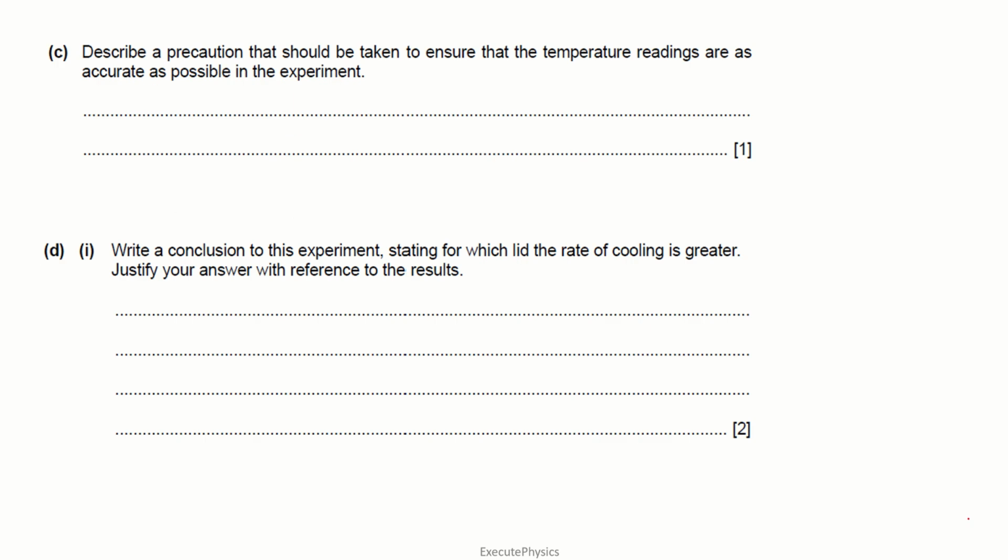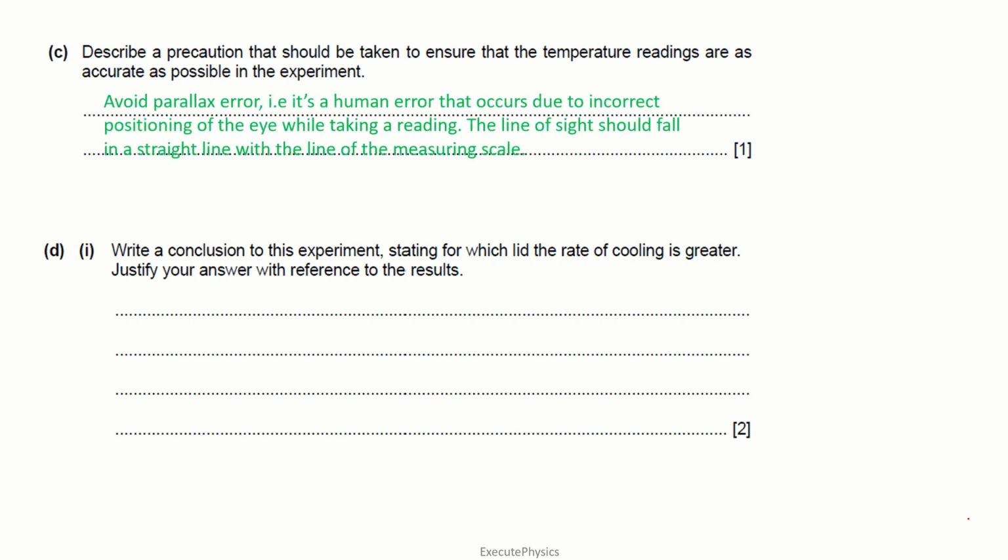Next question. Describe a precaution that should be taken to ensure that the temperature readings are as accurate as possible in the experiment. So in order to ensure that the readings are proper, we need to avoid parallax error. That is one of the main precautions that has to be taken in any such kind of experiment. So the precaution is to avoid parallax error, and even though it's just a 1 mark question, in a brief manner you have to explain what parallax error is as well to get the full 1 mark.